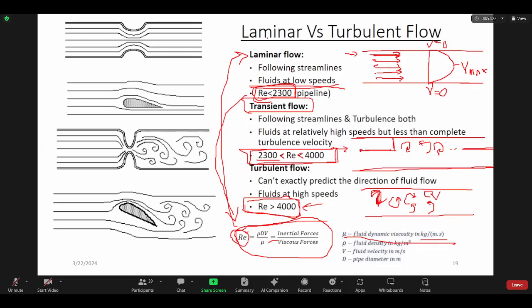These are the things in laminar versus turbulent flow. You should remember these things. It's very important: laminar, turbulent, and also the Reynolds number. You can identify flow types, laminar flow, transient flow, or turbulent flow, using the Reynolds number equation: Re equals rho dV divided by mu. You should remember these things.